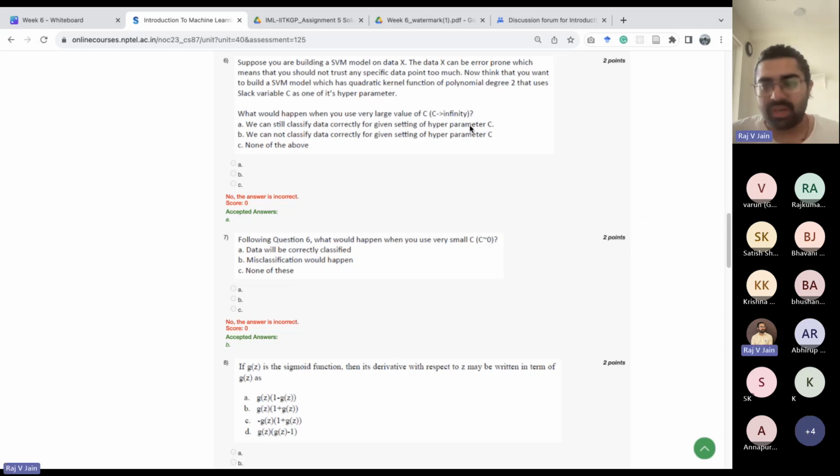So C tends to infinity. We are not taking equal to infinity, right? No, some but large value of C. Yeah, but in practice, tends to infinity would be dependent on context, and it could be 10 raised to 9, it could be 10 raised to 25, or it could be just 100 or 10, depending on the data and the numbers actually involved.